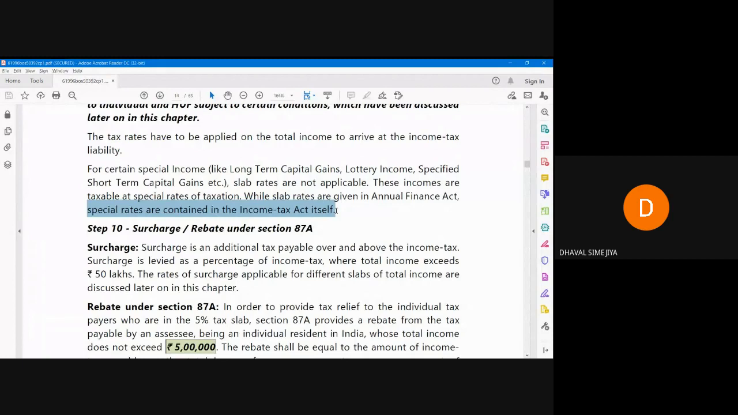Now step 10, surcharge or rebate under 87A. Rebate we have discussed. What is this surcharge? Surcharge is an additional tax payable. Oh my god, again additional tax. Sir, additional means 5% calculated, 20% calculated, 30% calculated. Now, if I am earning more than 50 lakh rupees, then I have to pay tax on tax. Tax on tax. Mark my words. Tax on tax. It means surcharge.